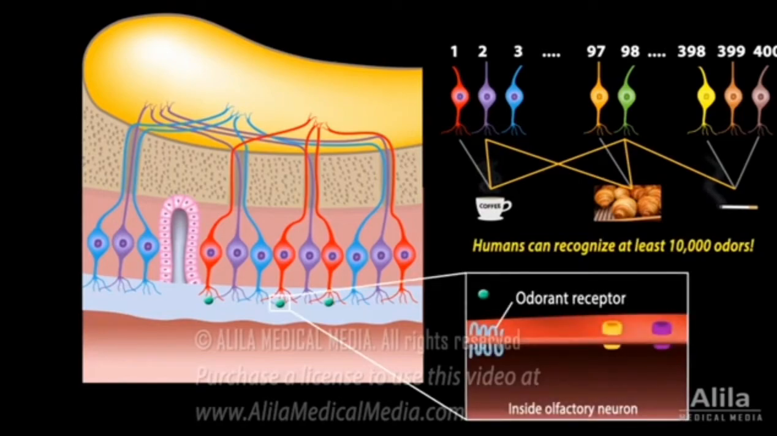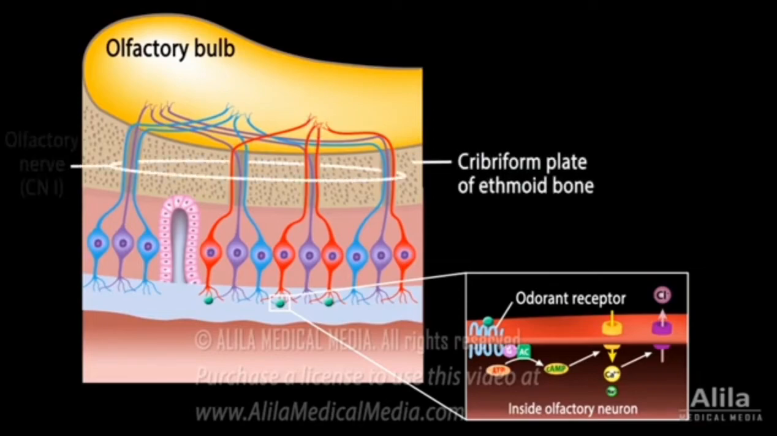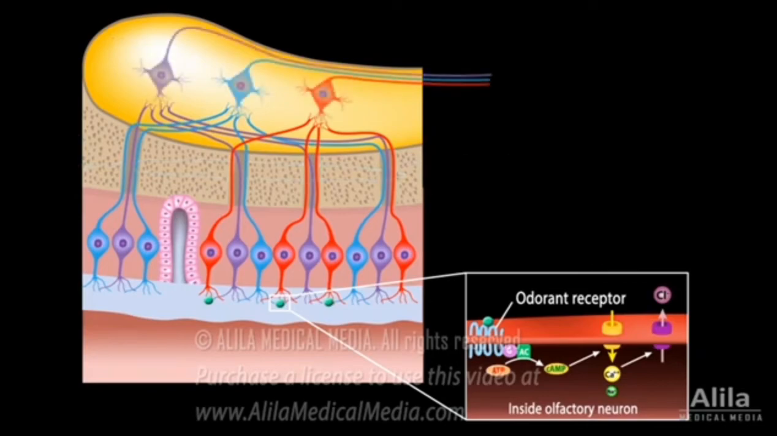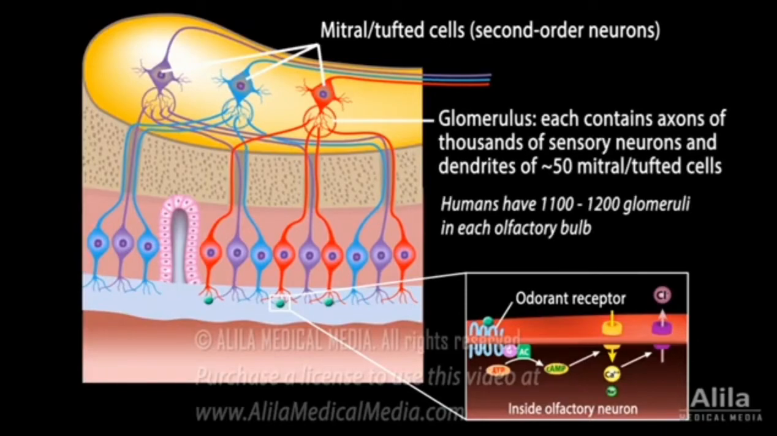Odorant receptors are G-protein coupled. Upon binding to the odorant, a signaling cascade is activated, leading to membrane depolarization. When the olfactory stimulus is strong enough, action potentials are generated and conducted along the axon to the olfactory bulb. The axons of all olfactory sensory neurons form the olfactory nerve, also known as cranial nerve 1. In the olfactory bulb, these axons synapse with second-order neurons, the mitral and tufted cells, within structures called glomeruli. Each glomerulus receives axons from sensory neurons that express the same protein receptor.